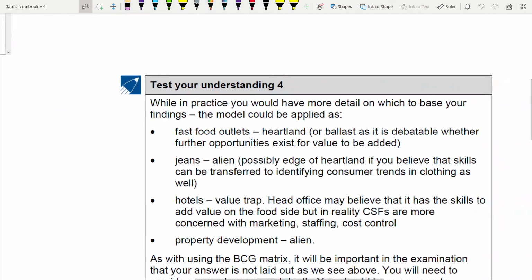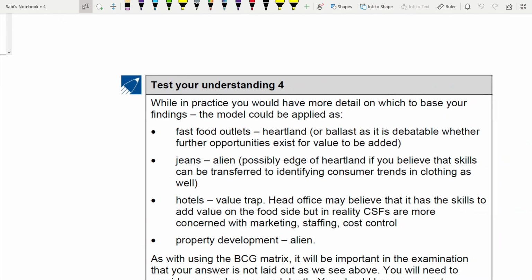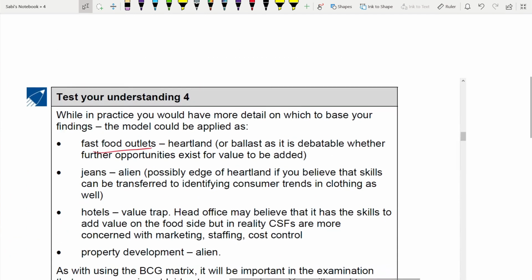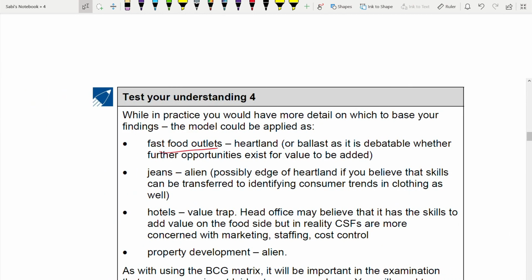If you go through the answer, sorry, not the hotels, the fast food outlets. Okay, just wait a minute. Why did fast food outlets come? Okay, they have taken the fast food outlets also. So fast food outlets are Heartland. We know that, or it could be a Ballast also, regarding whether opportunities exist for value to be added. If both are high, Heartland; if one is low, then Ballast.